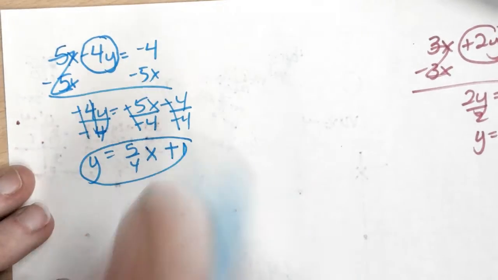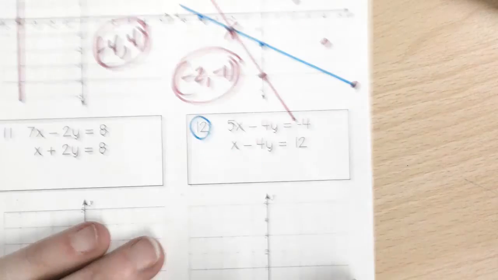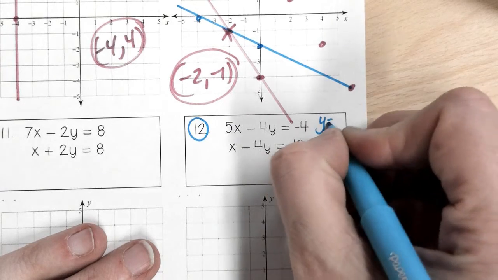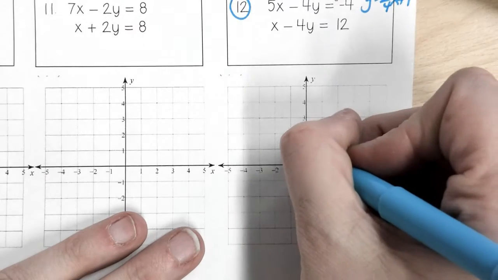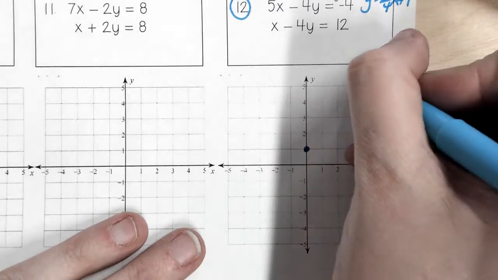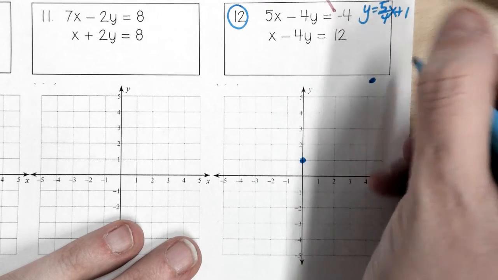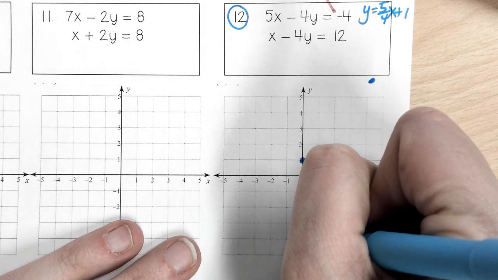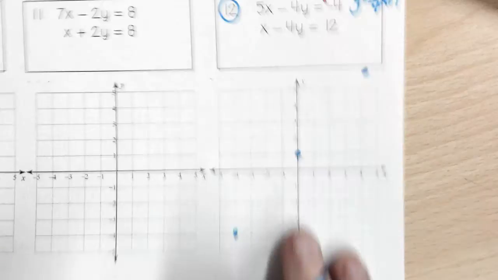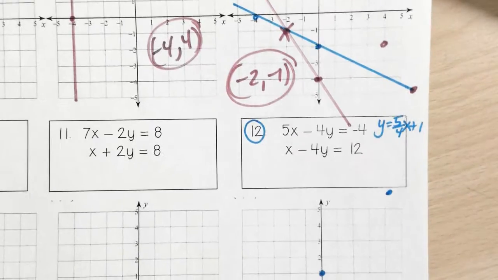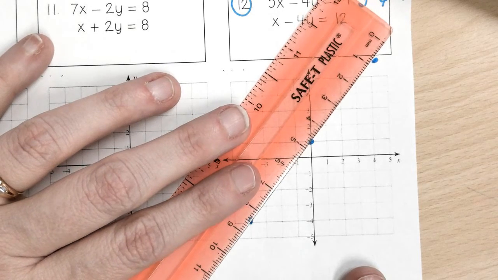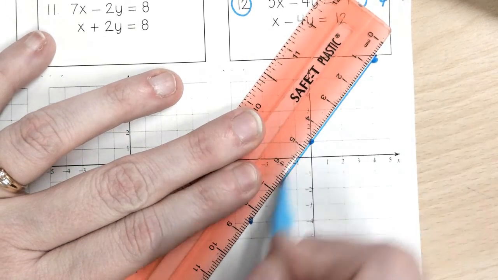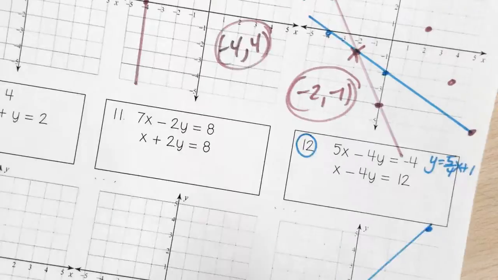Okay, so my first equation works out to 5/4 x plus 1. So when I graph that, I start at 1, I rise 5, run 4, I fall 5, go back 4, okay, and then, hang on a second, and then I put my line. Okay. Now, I'm going to do the other one.